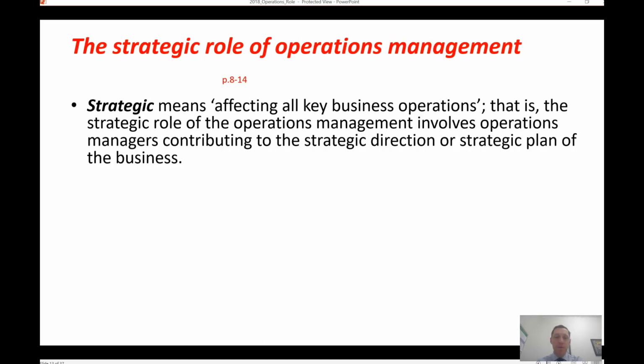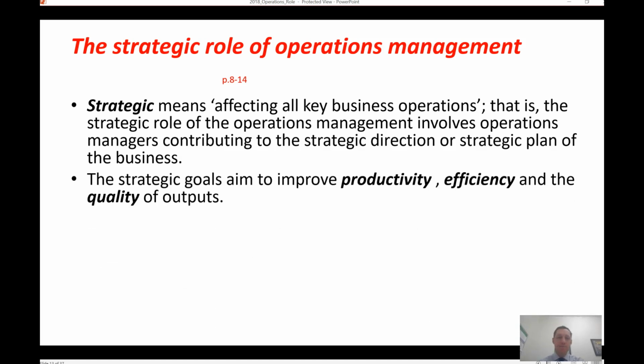Strategic means long-term, and it also means affecting all key business operations. So affecting every element of that particular business, all-encompassing. So the strategic role involves operations managers contributing to the strategic direction, so the long-term direction or the strategic plan, the long-term plan of the business. If you remember back to Year 11 Business Studies, you would have potentially come across tactical planning or tactical management. That's shorter term, whereas strategic is long term and considering the whole business.